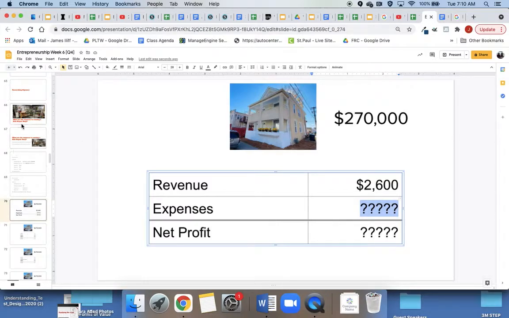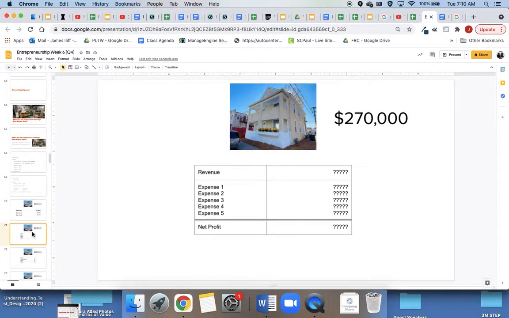And that's where we're going to go out. The whole point of this exercise this week is for you to go out and try to find the expenses of running a duplex as a landlord. And so let's say that you come up with 5, 10 different expenses. So you're going to have your revenue, and then you're going to go out and find all these different expenses that you are responsible for as the homeowner.